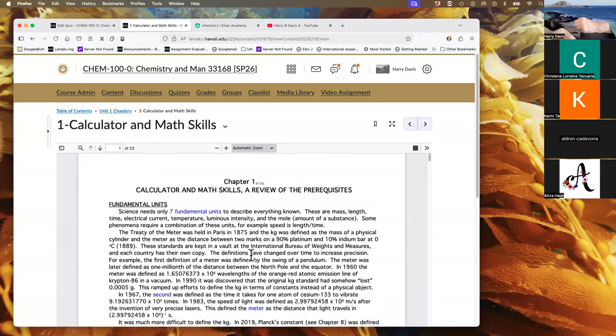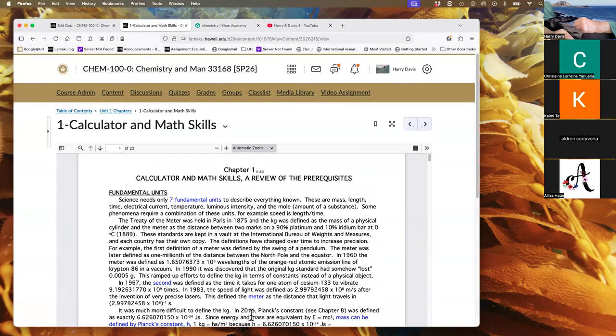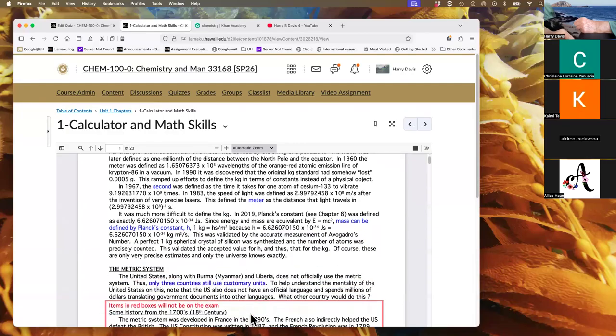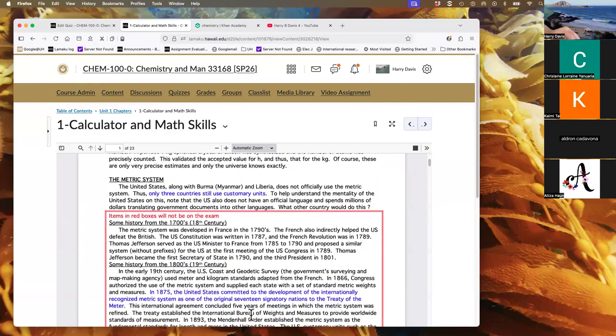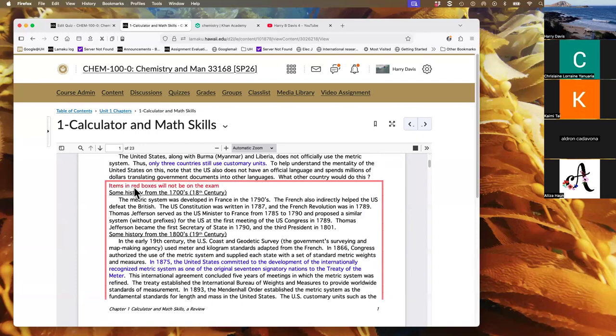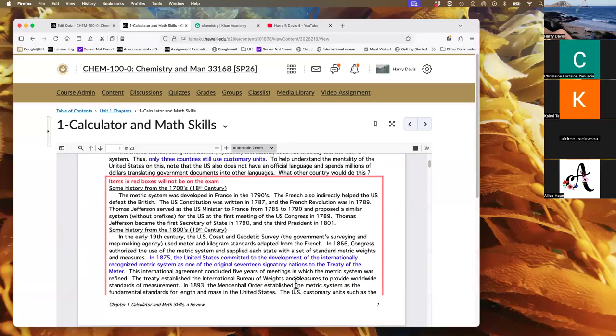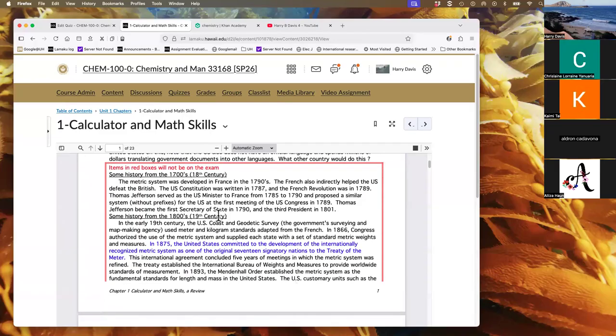I haven't done anything to this chapter since fall of 2023. So that's like 2 years, but there's not much to be done here. When I put things in red boxes, those probably will not be on the exam. For example, this is interesting history. I certainly hope that you folks are interested in interesting stuff. If you're not, that's kind of an issue.